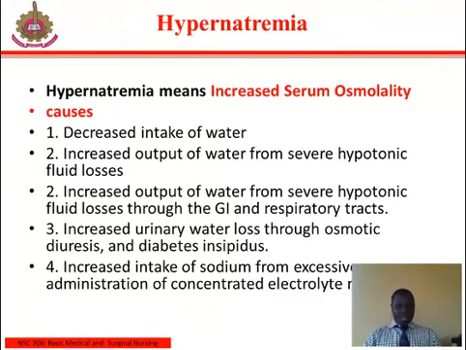Hypernatremia. Hypernatremia means increased serum osmolality. It could be caused by decreased intake of water due to inability to respond to thirst, such as in an unconscious state, or less efficient functioning of the thirst center in the base of the brain, as is commonly seen in an elderly patient.